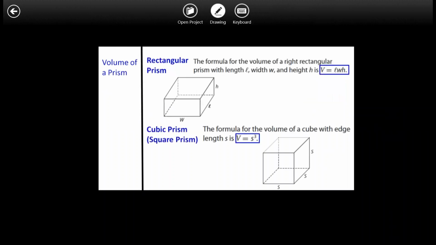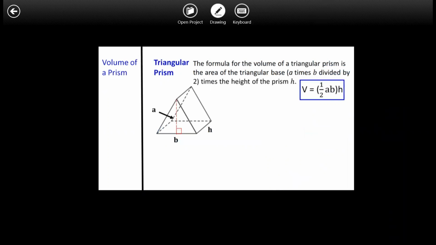So again, we're going to look at these two rectangular prisms and the cubic prisms. We're going to use these formulas to find the volume of them. Then we're also going to look at triangular prisms. We're also going to apply these ones. The last one we're going to do today is also the volume for a cylinder. Okay, it's going to be very, very simple.